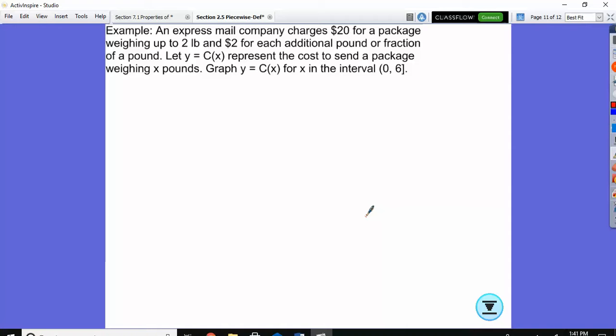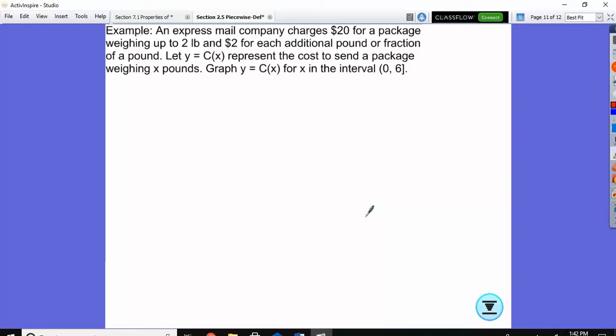An express mail company charges $20 for a package weighing up to 2 pounds and $2 for each additional pound or fraction of a pound. Let y equals c of x represent the cost to send a package weighing x pounds. Graph it in the interval 0 to 6.